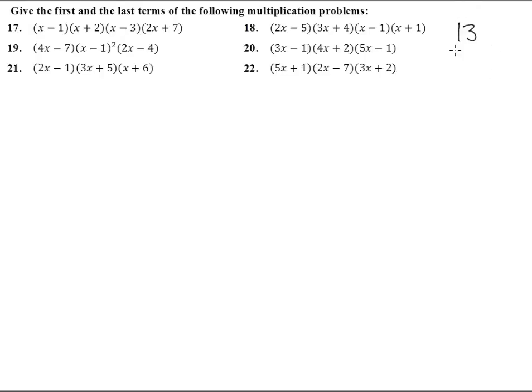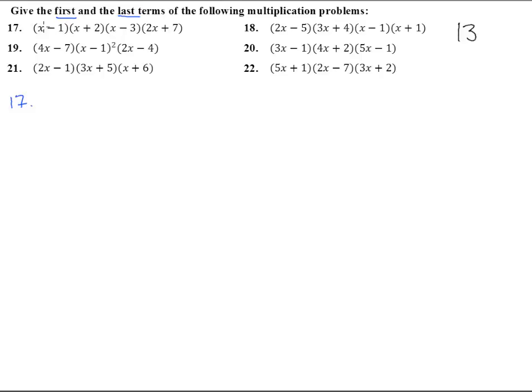Here we are on page 13, and here are the instructions. Give the first and last terms of the following multiplication problem. So when we multiply these all out and get these polynomials, we're going to have a first and a last term in those, and that's really all we need to find out. These problems are actually going to teach us about the rational zeros theorem. So we're going to go through and do this.